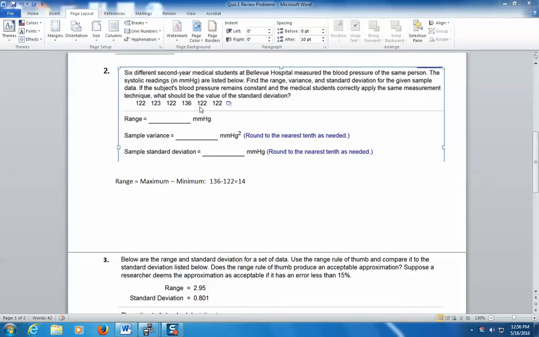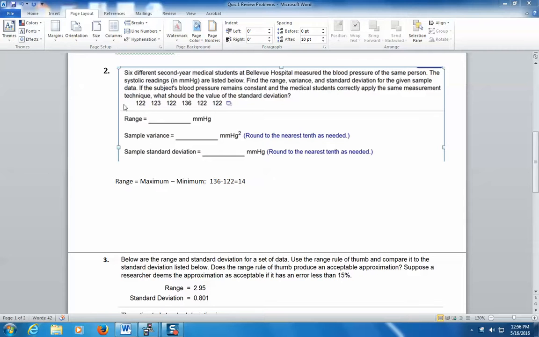Hopefully these would all be the same. The systolic readings are listed below. Find the range, variance, and standard deviation for the given sample data. If the subject's blood pressure remains constant and the medical students correctly apply the same measurement technique, what should be the value of the standard deviation?